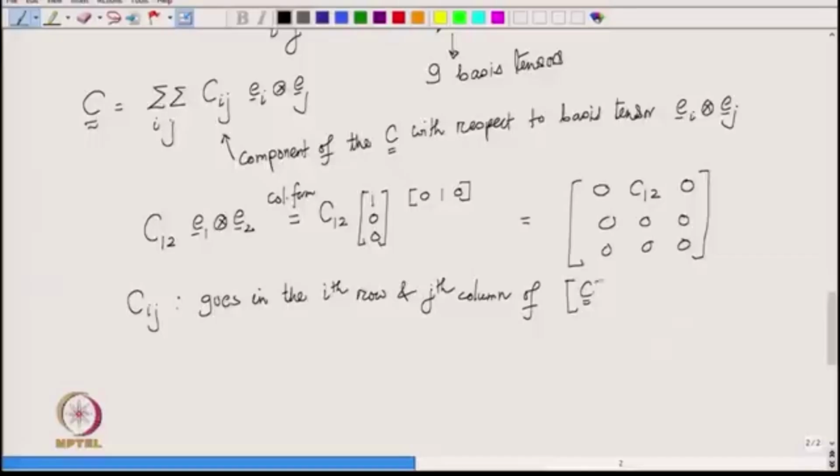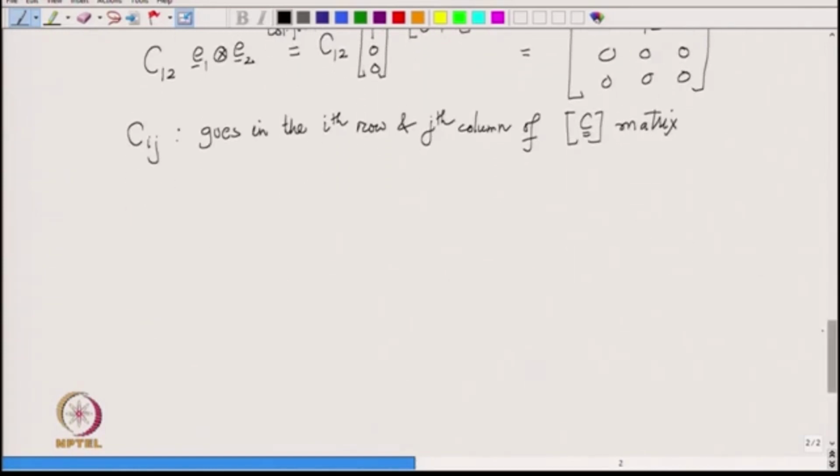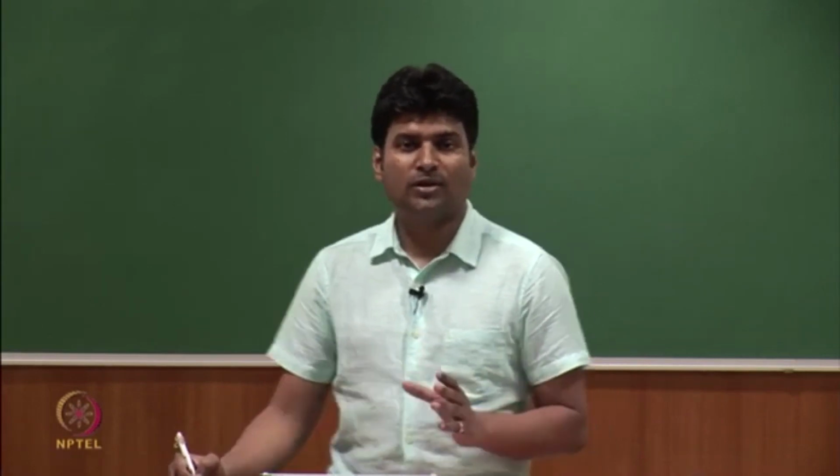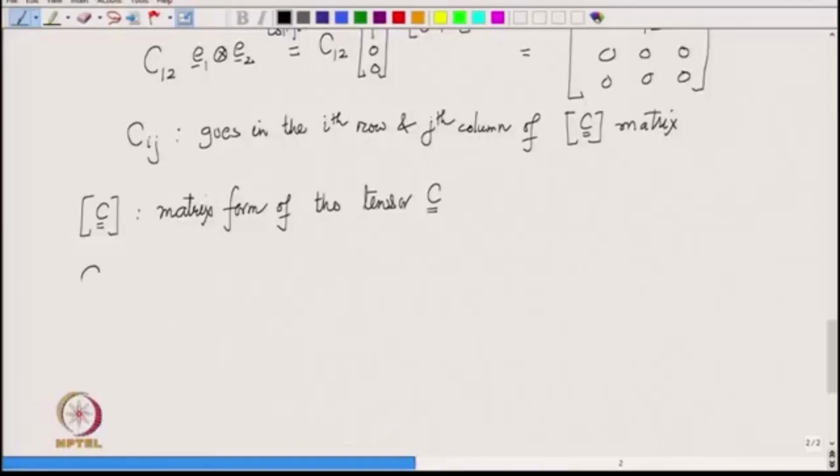So, I will just write here, all right, the C with this big bracket. So, this is the matrix form of the tensor C. And the matrix form will change from one coordinate system to the other coordinate system, but the tensor itself will not change. Okay.